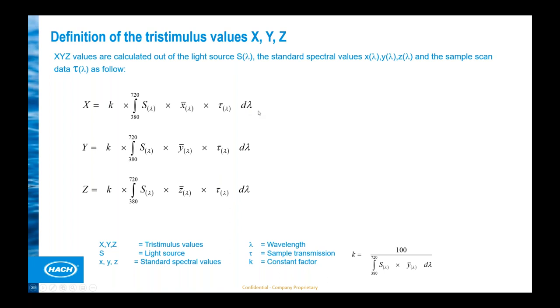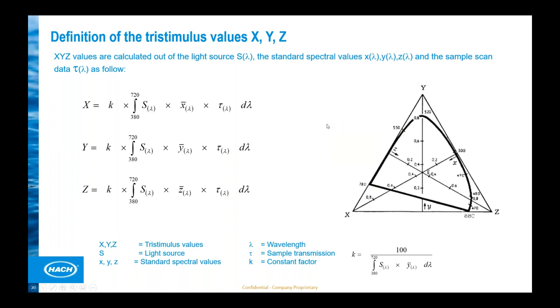So typically it's 10 nanometer here. That means the instrument starts with 380 nanometer, multiplies all these factors, and then steps over to 390 nanometer, and so on and so forth. And in the end, you get X, Y, Z.